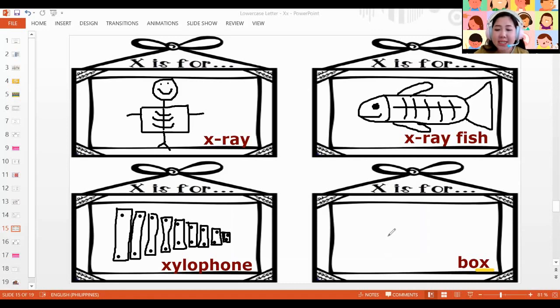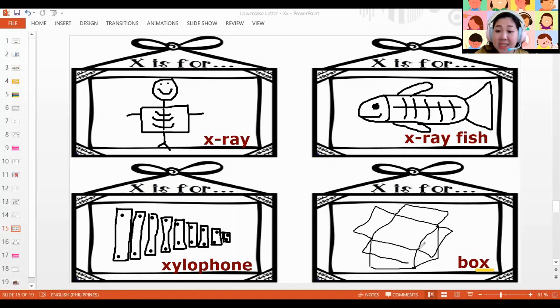Okay, for our last one, what do we draw? Box. It's our box. So let's draw our box. This is how teacher makes her box. So we have box. Box has the x sound in the end. Box, x, x, in the end.